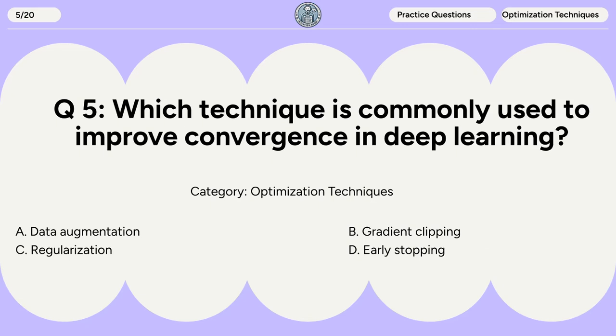Question 5. Which technique is commonly used to improve convergence in deep learning? A. Data augmentation. B. Gradient clipping. C. Regularization. D. Early stopping.